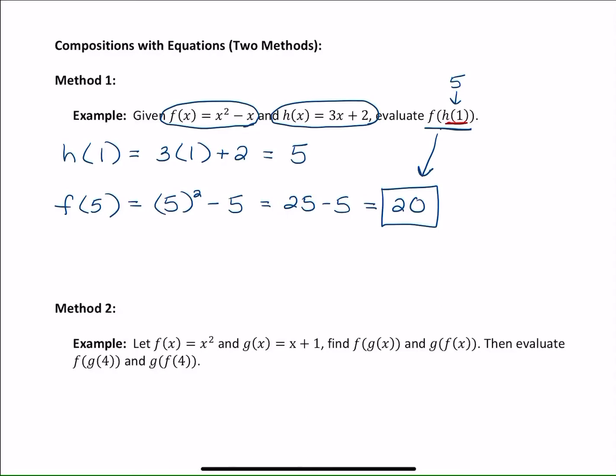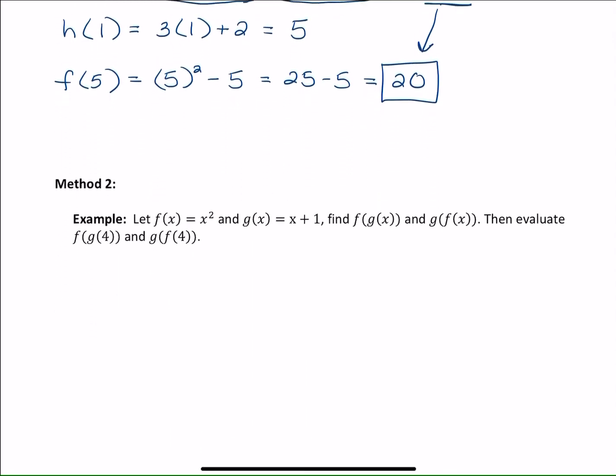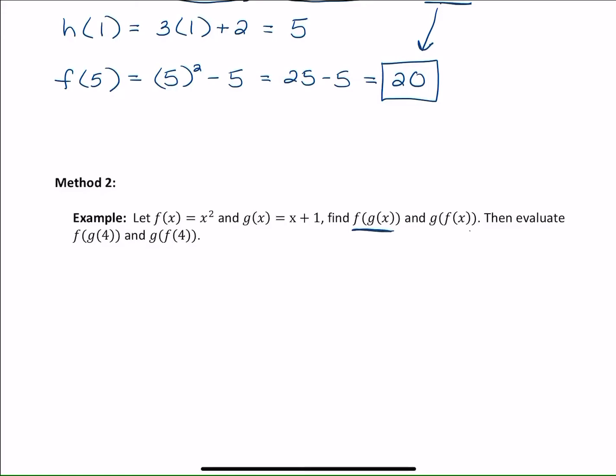So if it asks you to evaluate at a specific number, you can just begin by plugging the number in and work from there. Method 2 is if it asks you to give the composition in terms of your variable. So here it wants me to find f of g of x and g of f of x, and then evaluate at specific values. So when this is asked in this way, you're going to work with the functions before you try to plug something in. So if I'm trying to find f of g of x, that means I'm going to take g of x and plug it into my x in f of x.